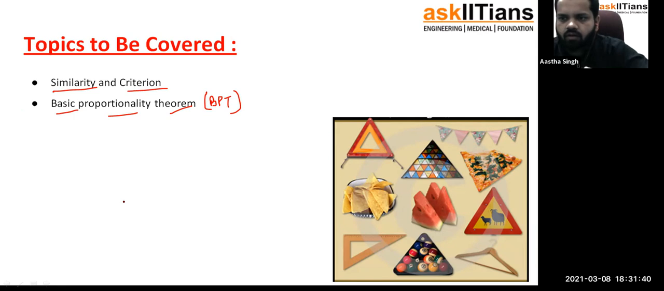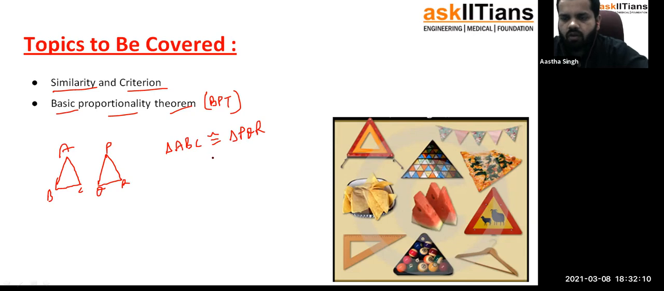Guys, I think you know the difference between similar triangles and congruent triangles. Okay, if I show these triangles ABC and PQR, if triangle ABC is congruent to triangle PQR, it means their corresponding angles and corresponding sides are equal. Angle A will be equal to what? Angle P. Angle B will be equal to what? Angle Q. Angle C will be equal to what? Angle R.